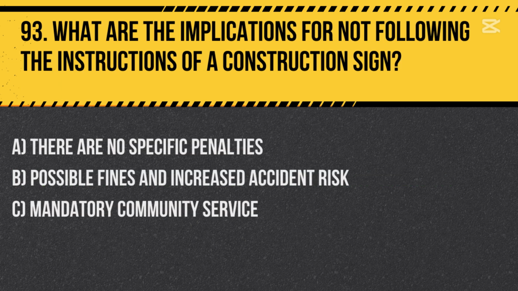Question 93. What are the implications for not following the instructions of a construction sign? A. There are no specific penalties. B. Possible fines and increased accident risk. C. Mandatory community service.